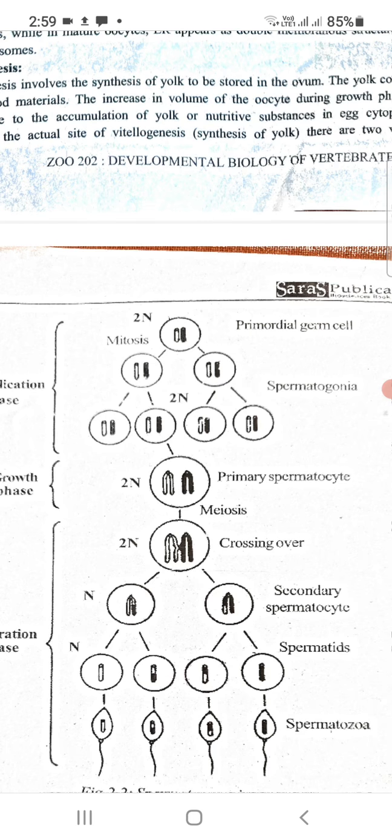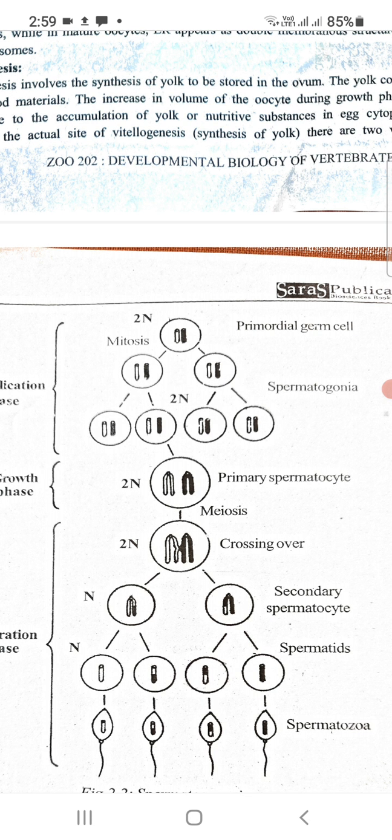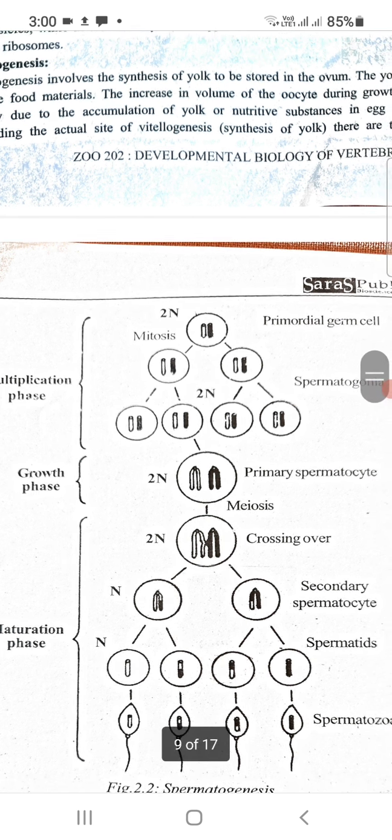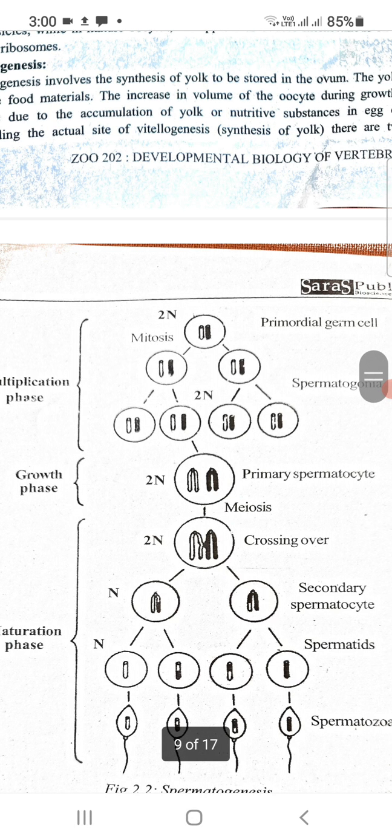At first, the primordial germ cells are present in the seminiferous tubules, with 2n number of chromosomes. These divide by mitosis to form two primordial germ cells. From the two primordial germ cells, four spermatogonia are formed. This takes place in the multiplication phase.